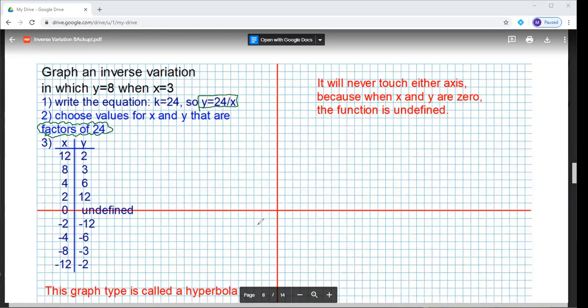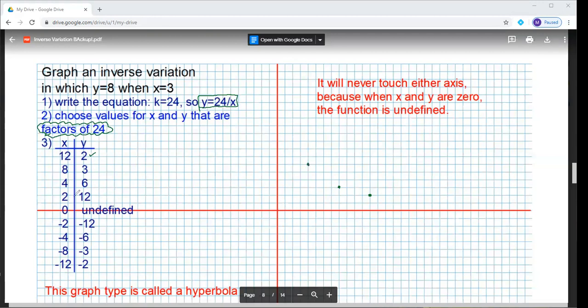12 and 2. So if x is 12, we count over 12 and up 2. Okay, so we have a point there. Next, 8 and 3: over 8, up 3. Cool. 4 and 6: over 4, up 6.